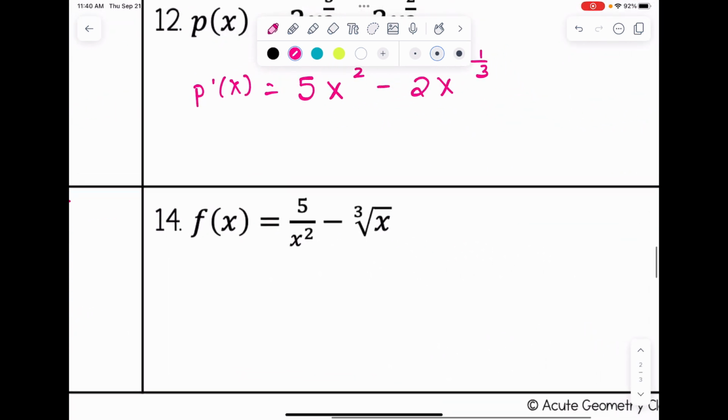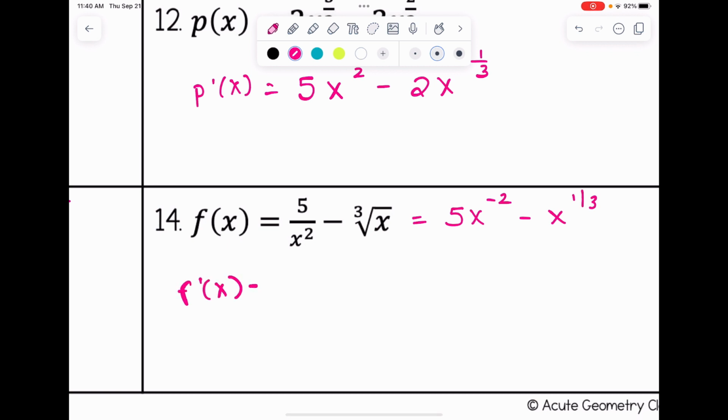All right, for our last question, I'm going to do some rewriting first. So this is really 5x to the negative 2 minus x to the 1/3 power. That's what we have when we have a cube root. Now let's take our derivative. I get negative 10x to the negative 3rd. Keep in mind you're subtracting 1 from the exponent. Minus 1/3 x to the negative 2/3.